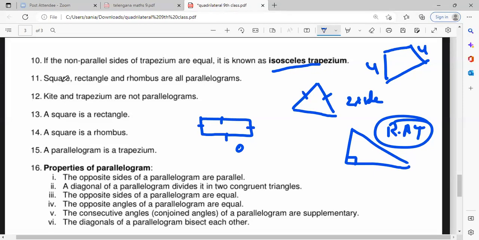So that's why square, rectangle and rhombus are parallelograms. Okay, kite and trapezium are not parallelograms. See, a square is a rectangle, a square is a rhombus, a parallelogram is a trapezium. But in one case only, a parallelogram is a child, right? Only in the trapezium case will you say that a parallelogram is a trapezium, only in one case. Okay?